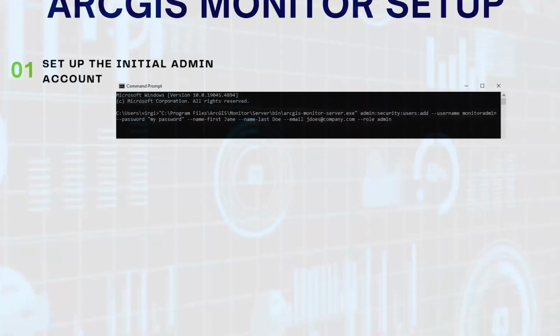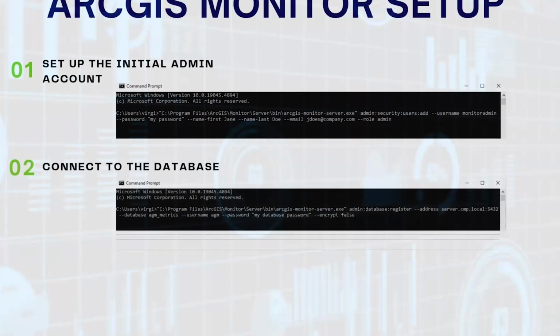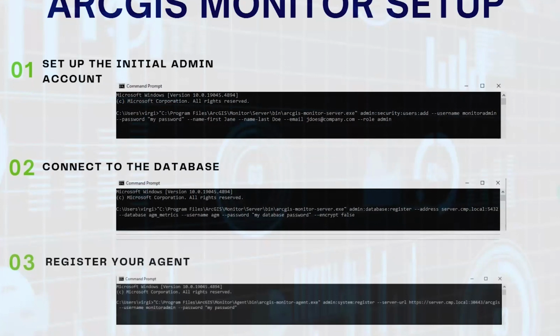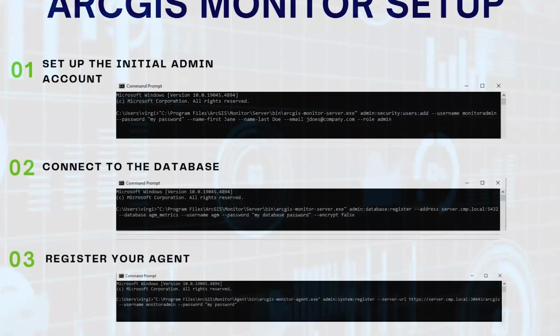Now that you've installed ArcGIS Monitor Server, you've licensed the software, installed Postgres, and deployed the agents, the next step is setting everything up. And this includes creating the admin account, connecting to the database, and registering the agents. It's worth noting that in version 2024, agents play an even bigger role than before.